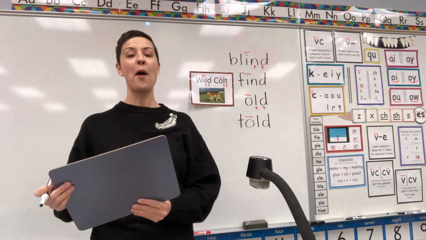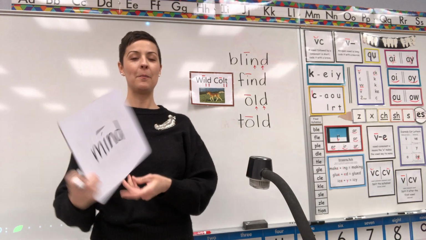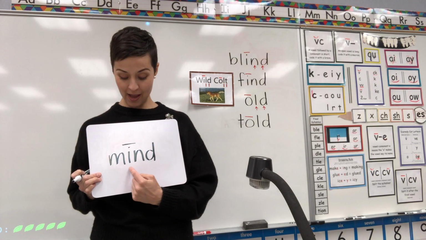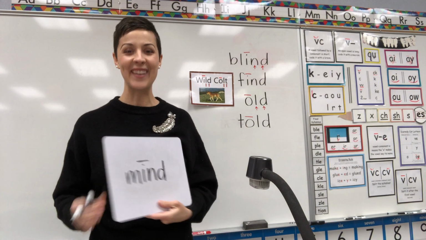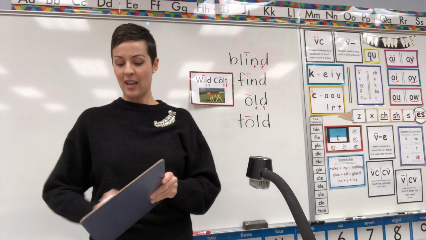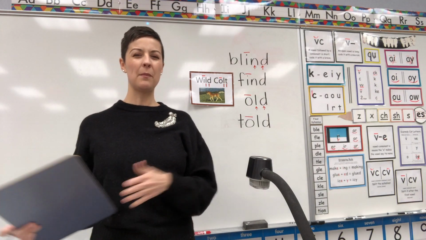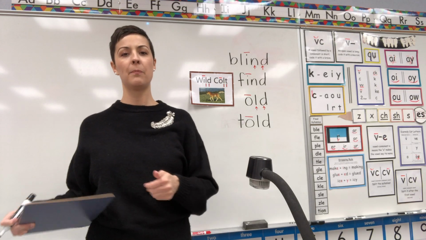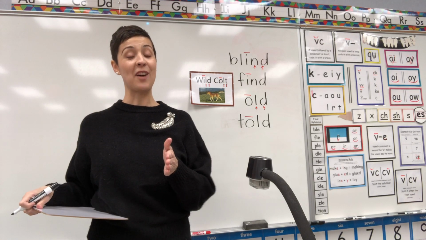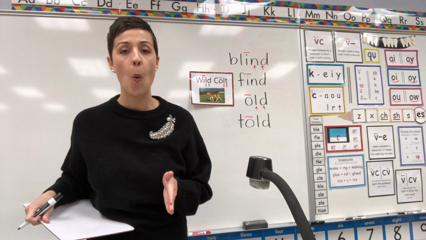Okay, let's check it. Mind should be spelled M-I-N-D. And of course I put my macron over the I. Erase, erase. Next word, this is a word that means if a road goes back and forth, it curves and squiggles. Get your choppers out. Tell me the root word and suffix in winding.